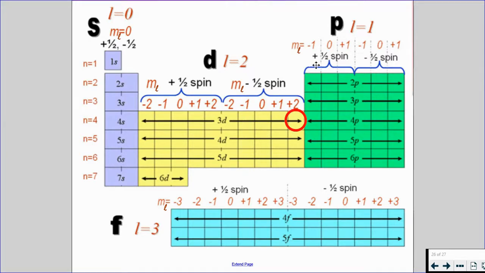You'll see that the p orbital has the same thing. We have the magnetic quantum numbers arranged from negative 1 to positive 1 for the positive half spin. That's the first half. And the second half is the negative half spin. So we have negative 1 to positive 1 for the p orbital in the second half as well. If you look at the f orbital, the magnetic quantum number is arranged from negative 3 to positive 3 for the positive half spin and negative 3 to positive 3 for the negative half spin.